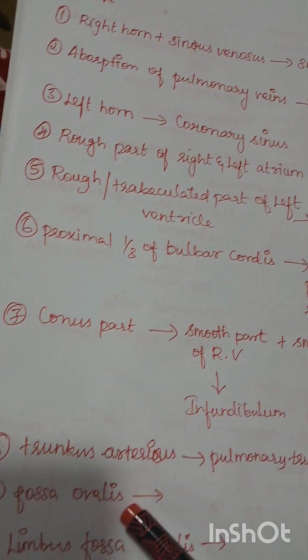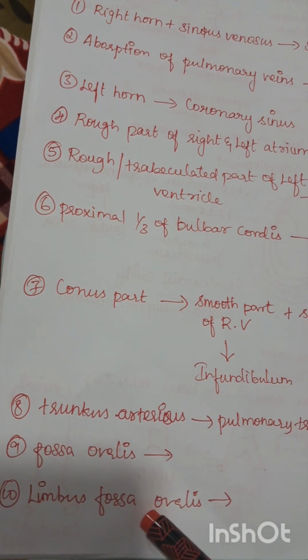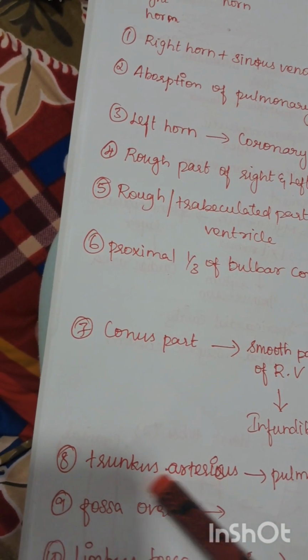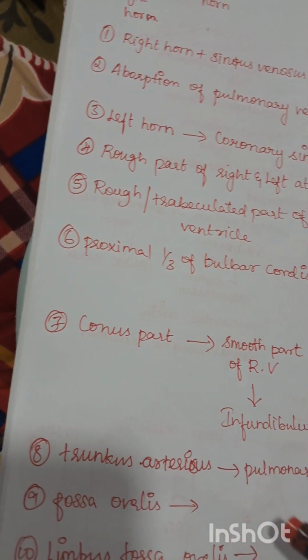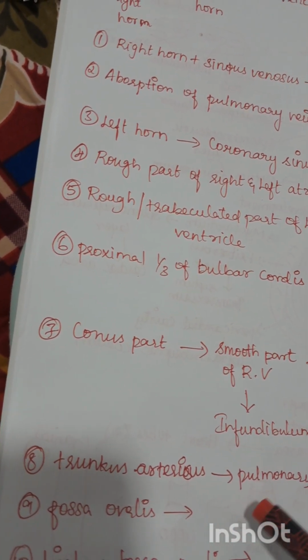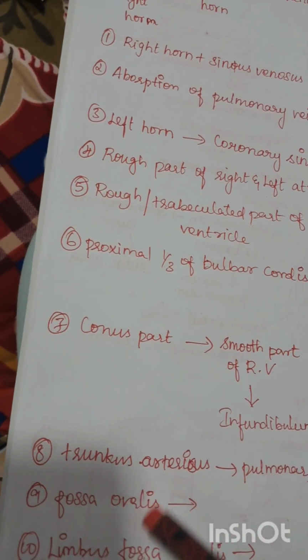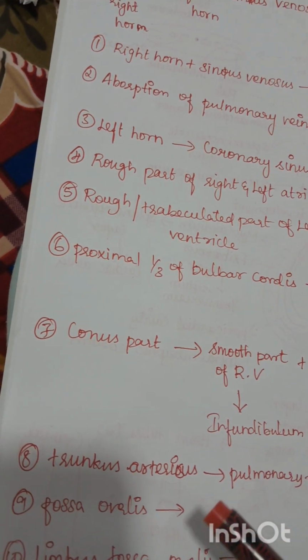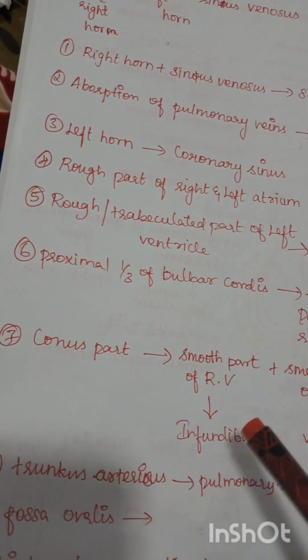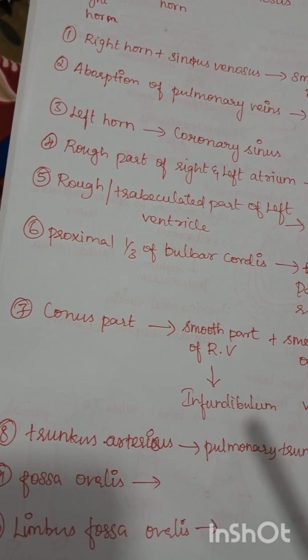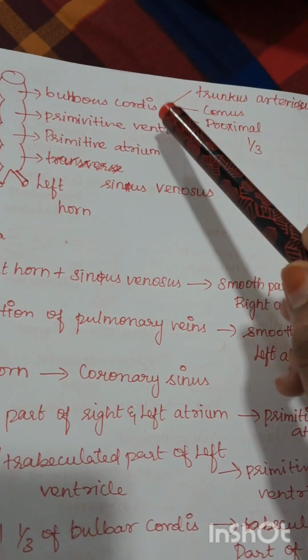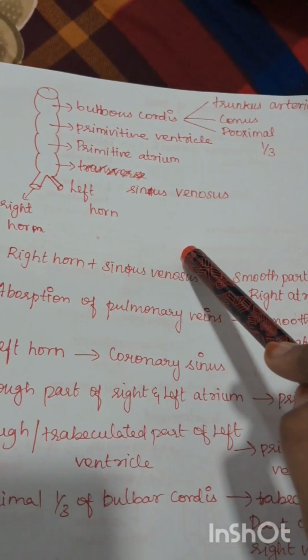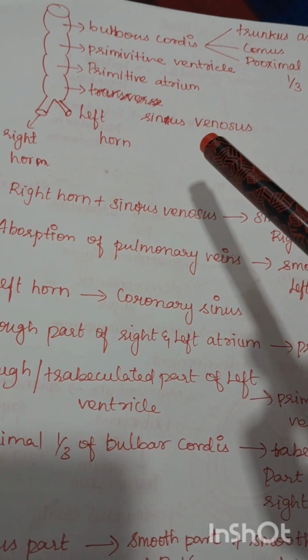So fossa ovalis and limbus fossa ovalis are presented in the septum of the right atrium. This is formed during the septal formation, so that you could understand it easily. So these are the formations from the parts of the heart tube. These are the main things.